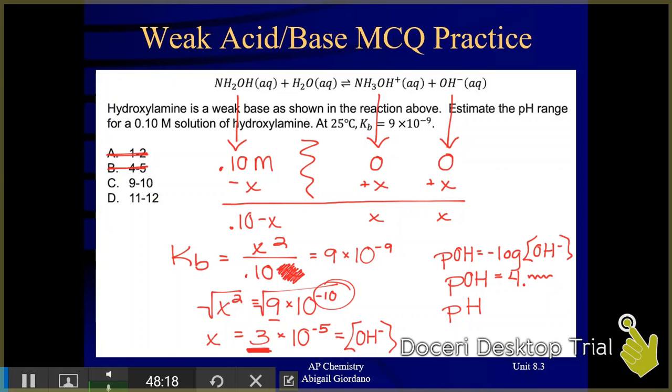So what's my pH going to be? 9 point something. So there's your answer. Okay, I know that's a lot of gnarly math, but that can be done without a calculator, and sometimes you will see questions like this.